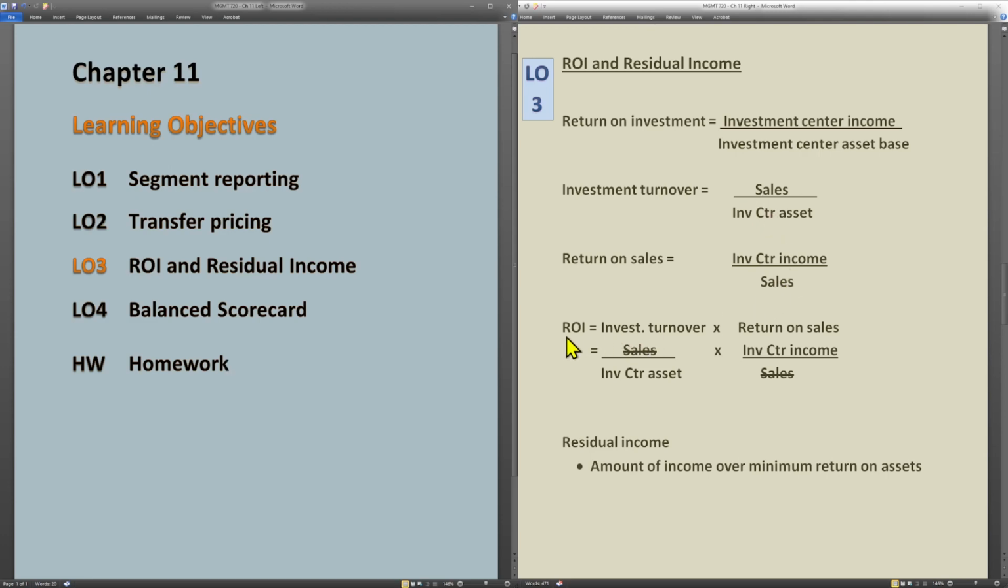Notice that sales is in both of these equations. Return on investment is investment turnover times return on sales. If we take these two equations, you can see that we could algebraically just cross out sales. They cancel each other out. And so what we're left with is income over assets. For every dollar of assets, how much profit do we generate? That's the combination of these two.